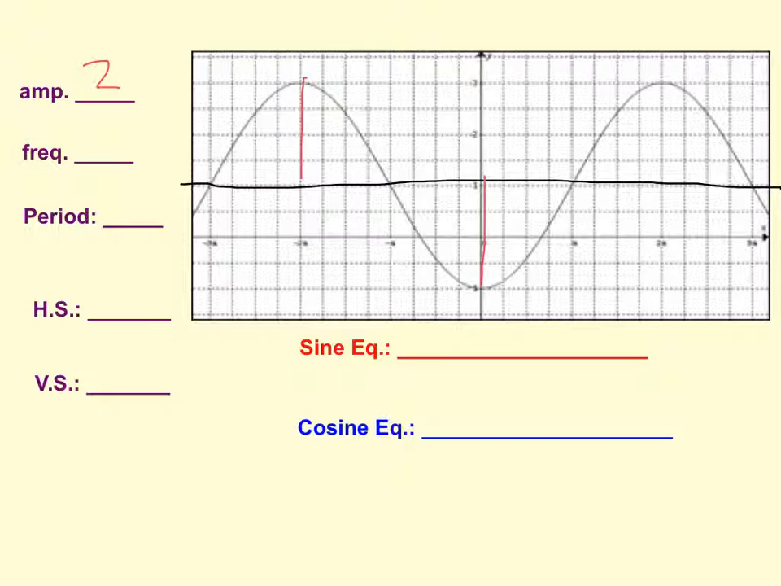Next, for a frequency, I see that the cycle repeats itself after, oh my goodness, from negative 2 pi over to pi. And so within 2 pi, I see there's a frequency of 1/2. I only have half of a cycle occurring, which indicates that the period of this function is 4 pi.